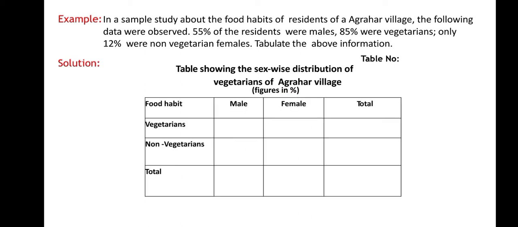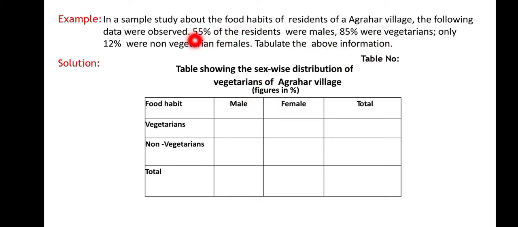Next let us draw the blank table first. So these are the food habits, vegetarians and non-vegetarians. Then we will include total here. And we have another characteristic, that is male and female. Also we will include the total. Now read the question and start filling the table.